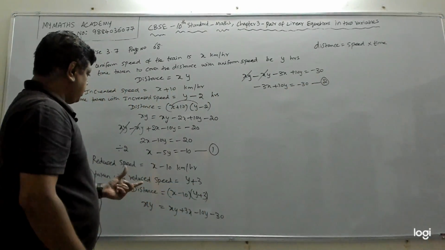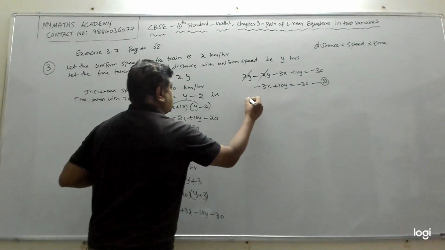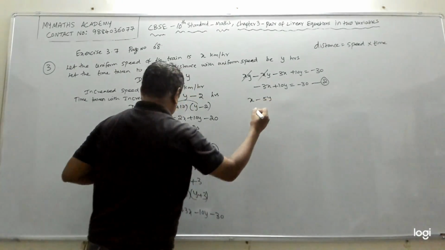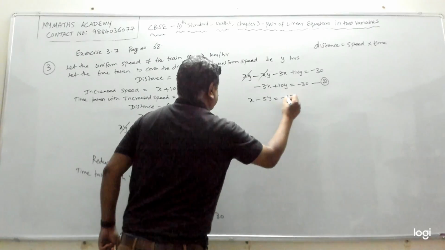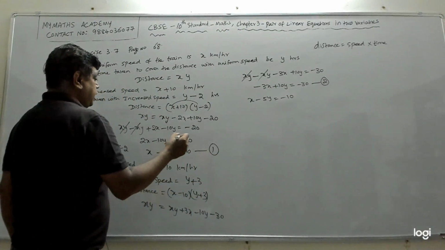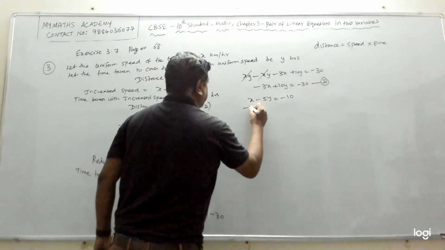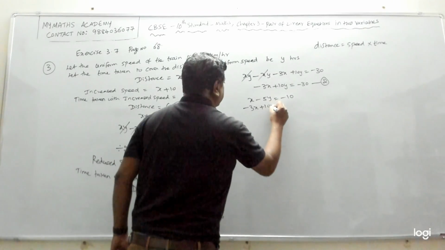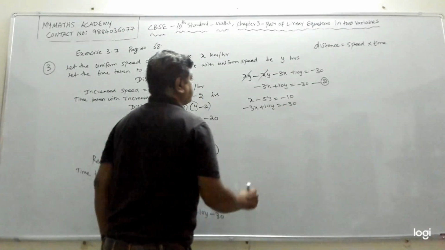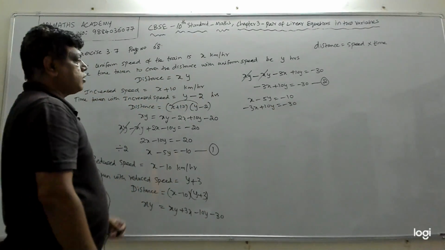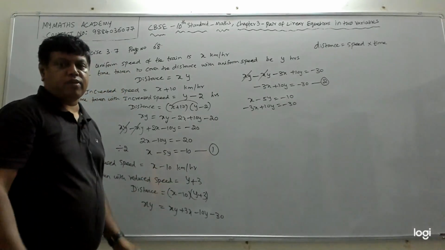Let's take the first equation. What is it? This one. So x minus 5y equal to minus 10. So this is the first equation. And second equation is this one, minus 3x plus 10y equal to minus 30. Right, now we will solve by the elimination method again. As I said, that is the easiest method.